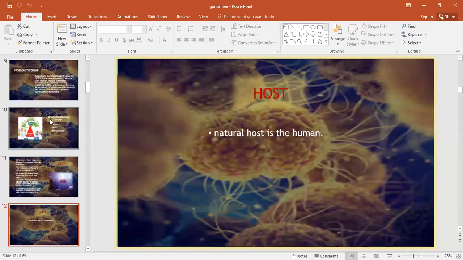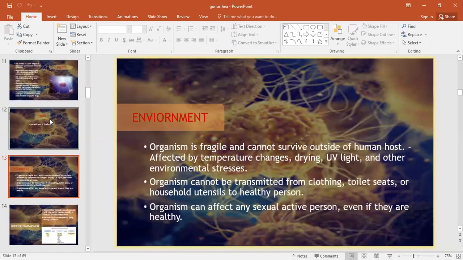Host: the natural host is a human. Environmental factors: the organism is fragile and cannot survive outside of the human host. It is affected by temperature changes, drying, UV light, and other environmental stresses. The organism cannot be transmitted from clothing, toilet seats, or household utensils to healthy persons. The organism can infect any sexually active person, even if they are healthy.